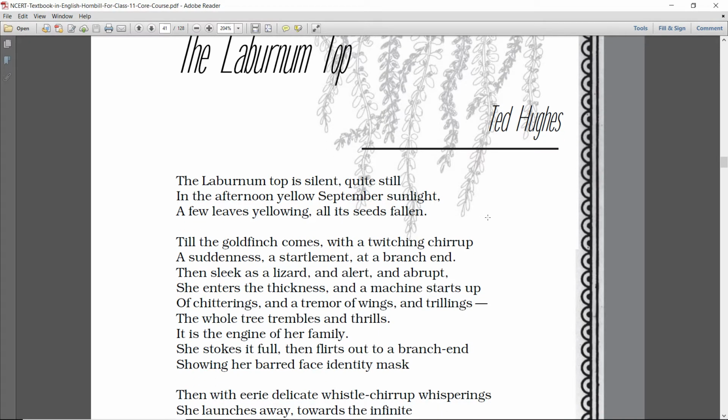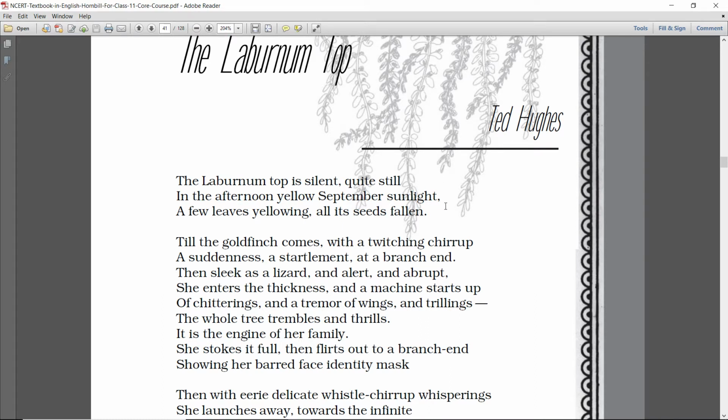The laburnum top is silent, quite still in the afternoon yellow September sunlight, a few leaves yellowing, all its seeds fallen. In the beginning, the poet is describing the laburnum tree, the top of the tree. It is September afternoon time. The top of the tree is silent. It is quiet. It is still. It is not moving. The tree is not moving. The leaves are getting yellow.